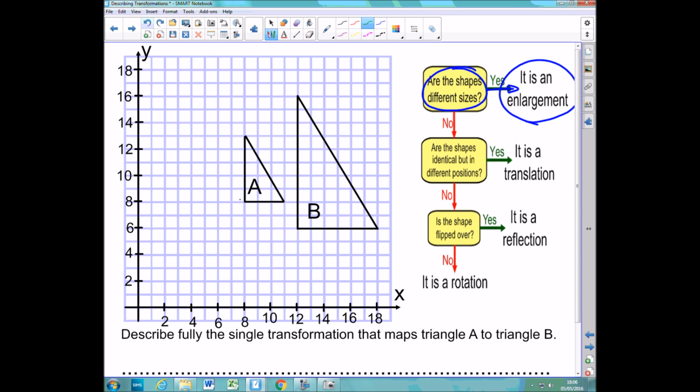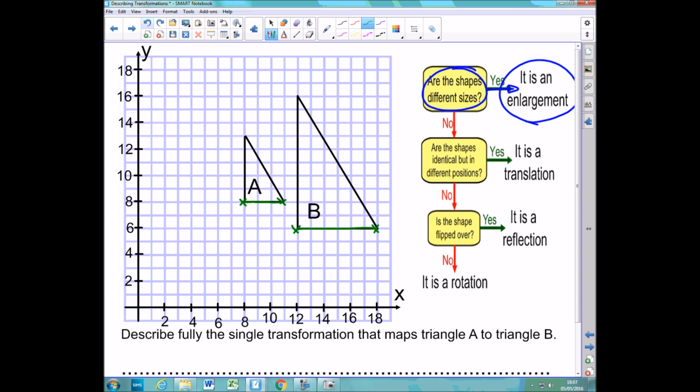Now here I'm going to compare this length down the bottom here, which hopefully you can spot is 3, with the base of B. Now the base of B is 6. So hopefully you can see this is doubled in size. So it has a scale factor of 2. Now the next thing I need to do for an enlargement is to identify where the center of enlargement is.